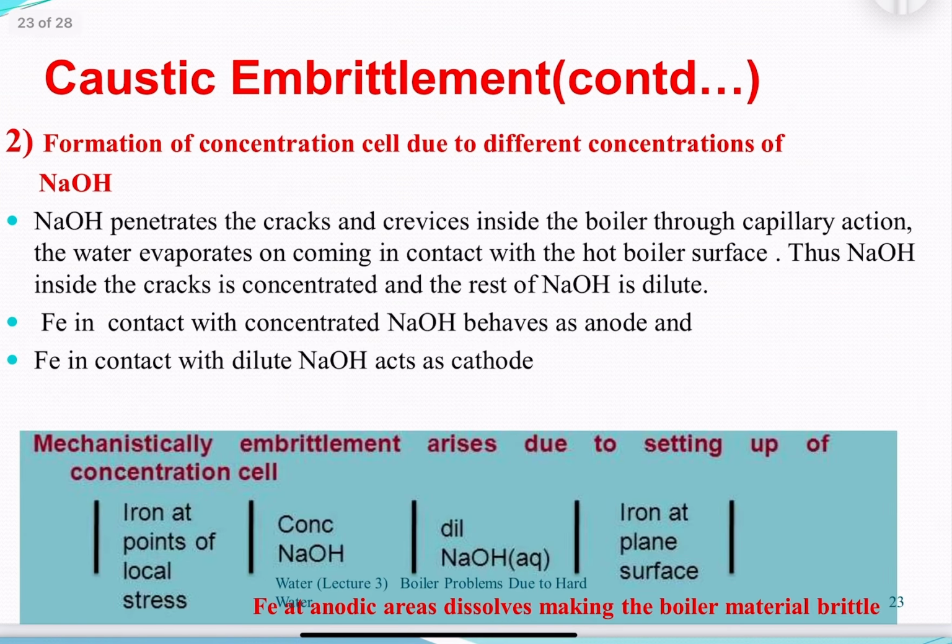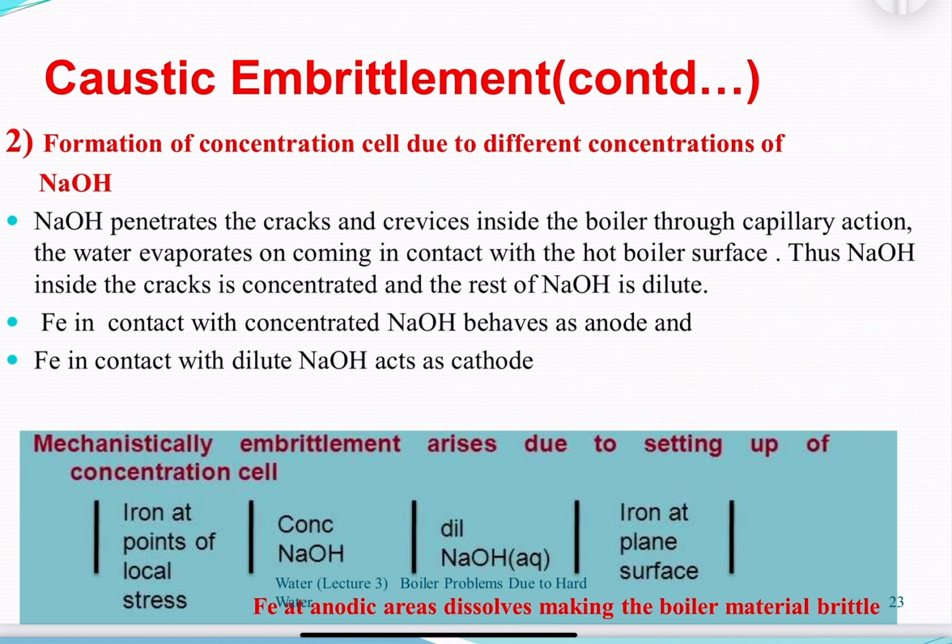Now the second, more important reason which leads to boiler caustic embrittlement is that NaOH is formed inside the boiler due to hydrolysis of Na2CO3. Now this NaOH, by capillary action, see, scales have deposited on the sides of the boilers. There may be areas which are bent, there may be areas which are riveted. So due to capillary action, this NaOH will penetrate the cracks and crevices inside the boiler. Now when this NaOH comes in contact with the boiler, the water evaporates because the temperature is high and the concentration of NaOH goes on increasing. So now you have two concentrations of NaOH. In these areas, cracks and crevices, the concentration of NaOH is high, and in the plain areas, the concentration of NaOH is less.